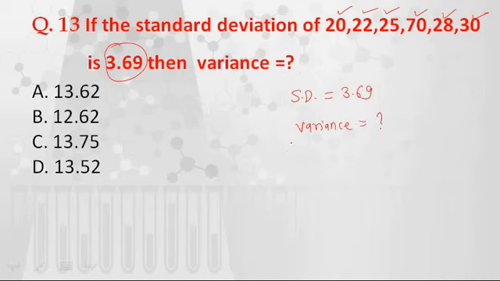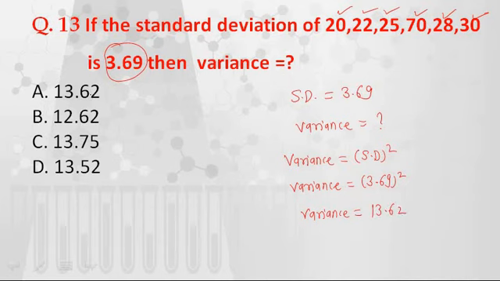As we know, the relation between variance and standard deviation is given by this formula. So to get the value of variance, we will put the value of standard deviation here and square it. The square of 3.69 is 13.62. So here the correct option will be option E. Let us proceed to the next question.